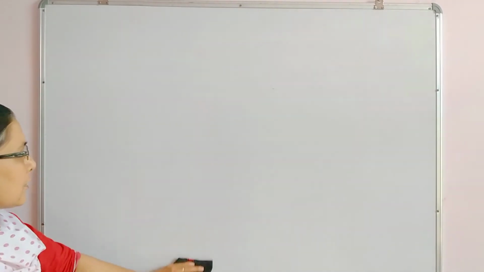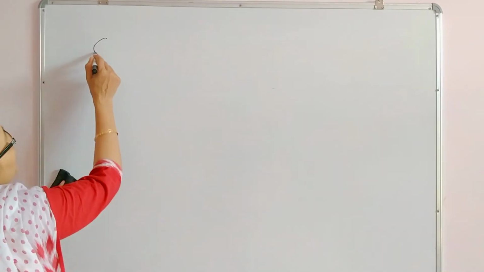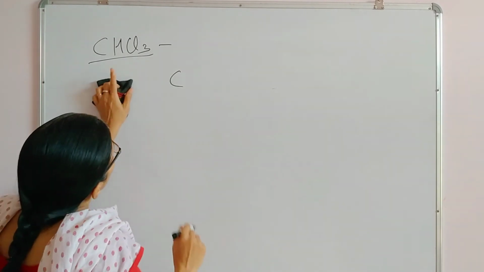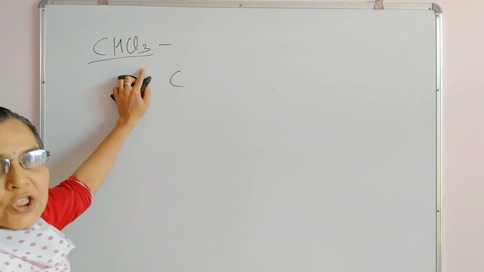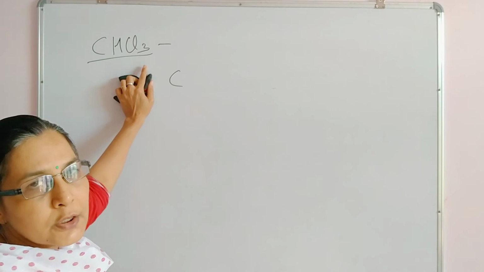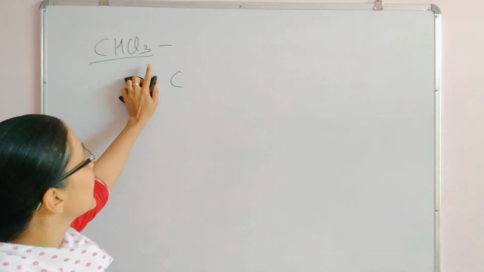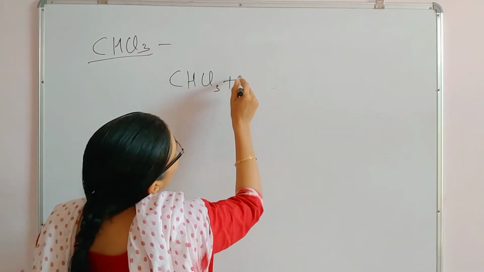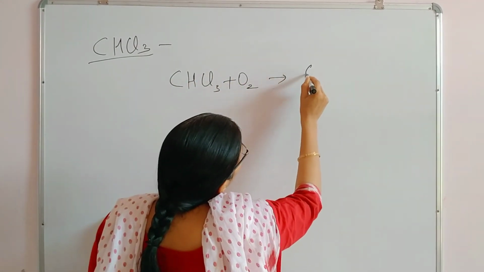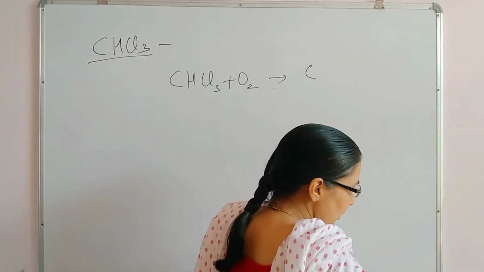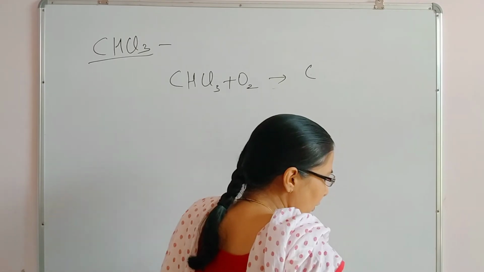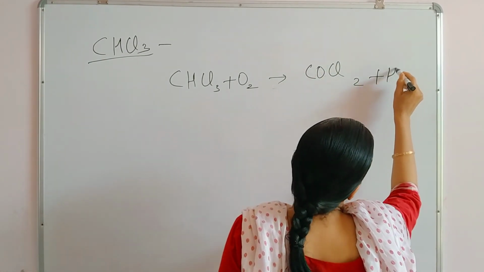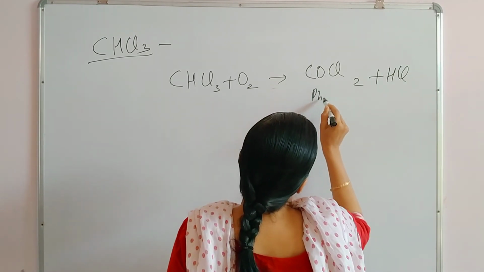The very first compound, that is chloroform. This chloroform is used as anesthesia, used in anesthesia during the operation. Now it is banned. What will happen when chloroform is treated with oxygen? There will be formation of phosgene. And this phosgene's formula is COCl2 plus HCl. This is known as phosgene.